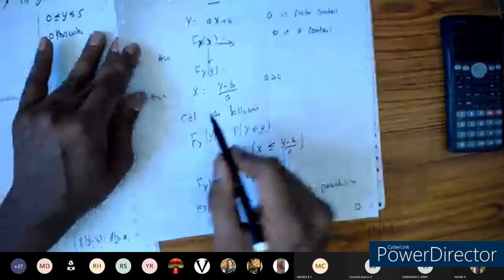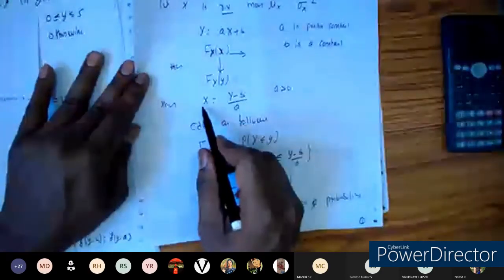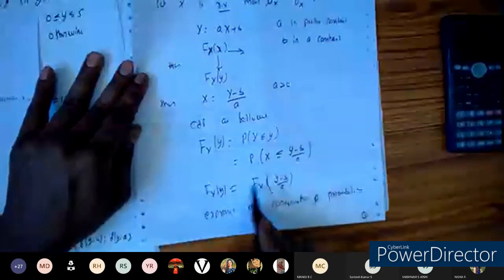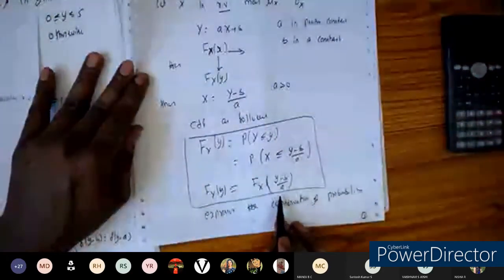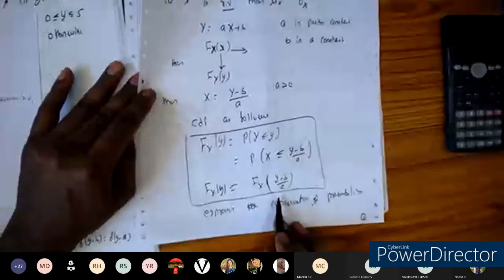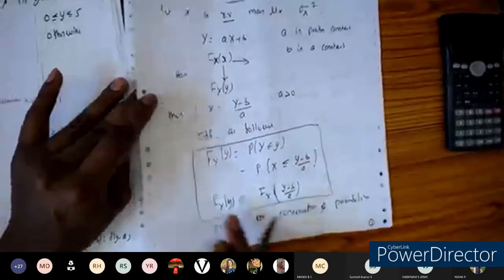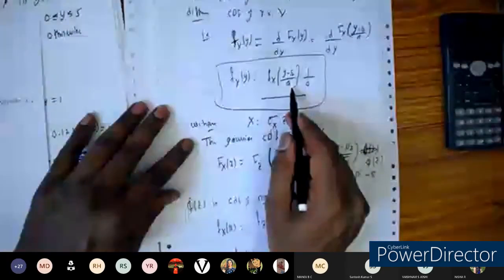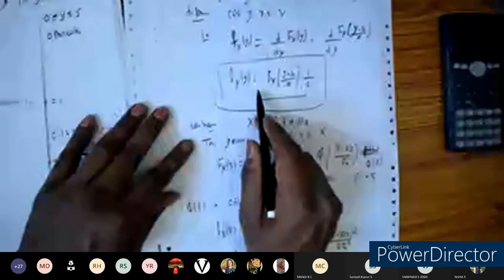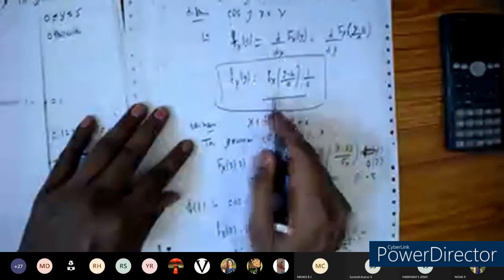We express x from this relation and substitute it into the CDF. Afterwards, we differentiate using this concept, and we get the PDF of the new Gaussian random variable y by using this expression.